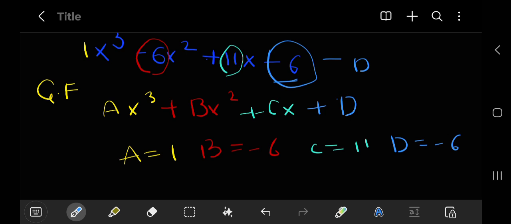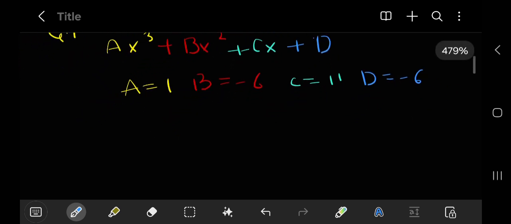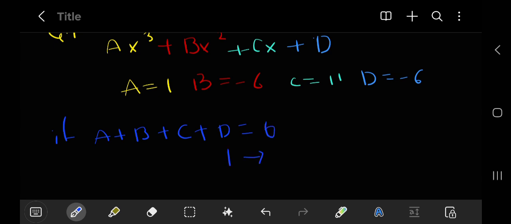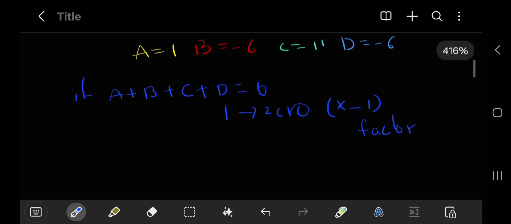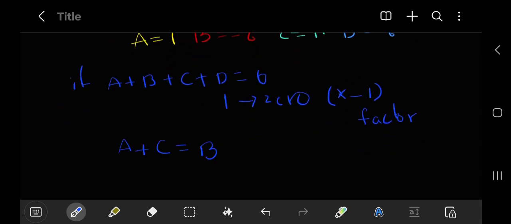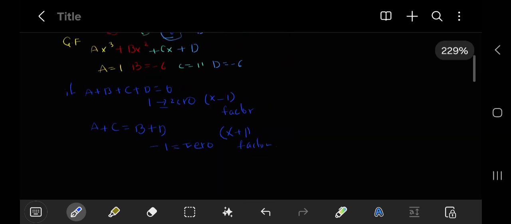Now our main job is to find out which number is a zero and which polynomial is a factor. So I have two properties. If the sum of all the coefficients, a plus b plus c plus d, is equal to 0, then 1 is a zero and x minus 1 will be a factor of that polynomial. Cool. I guess you got it. I have another property which says that if a plus c is equal to b plus d, then minus 1 is a zero. I'll talk about this property in a later video, but let's focus on the first one.